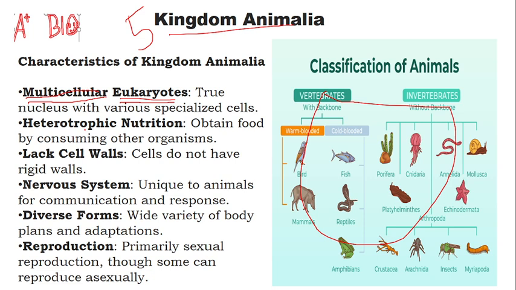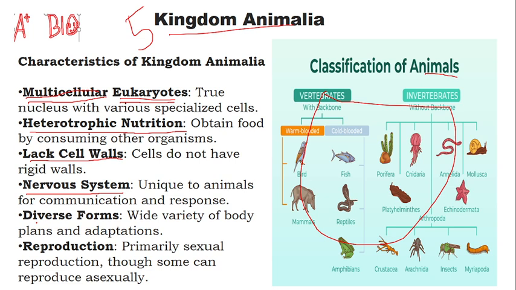Now, all the animals: there are no animals which have chloroplast, which means they do heterotrophic nutrition, meaning they don't make their own food. They don't have a cell wall. There are no animals in this world which have a cell wall. They have a developed nervous system. The fungi don't have a nervous system, and kingdom Monera has no nervous system either, so a nervous system is found only in kingdom Animalia.